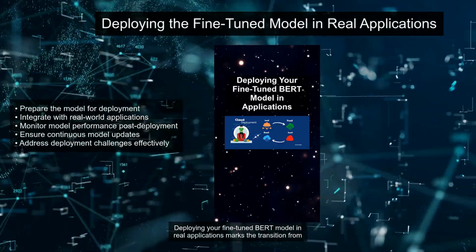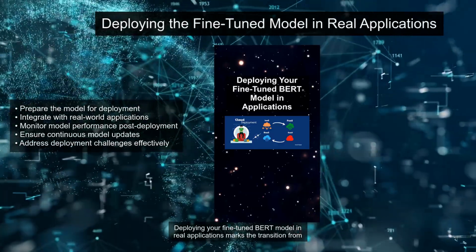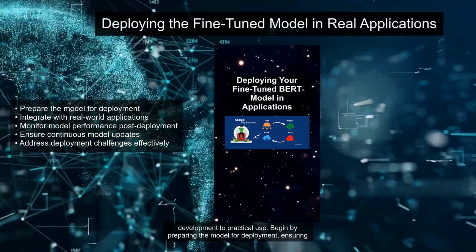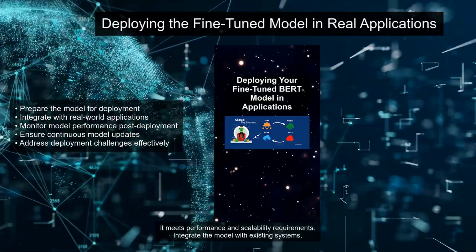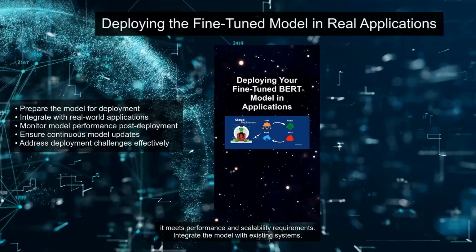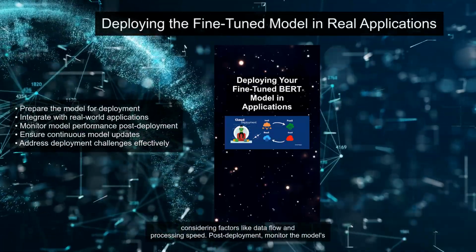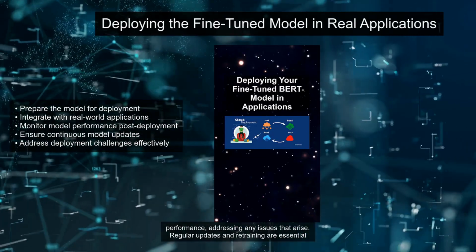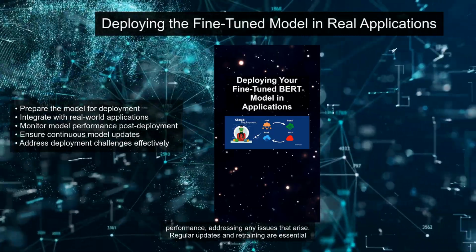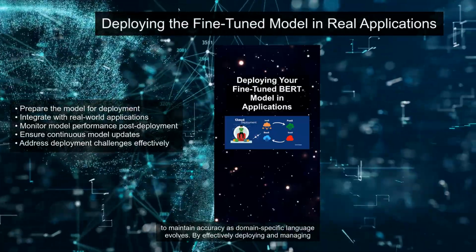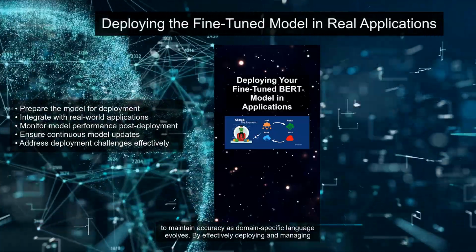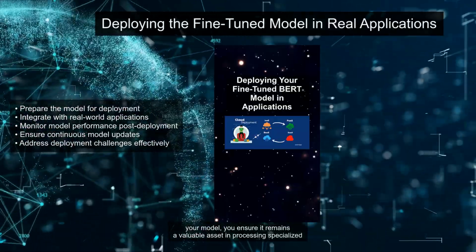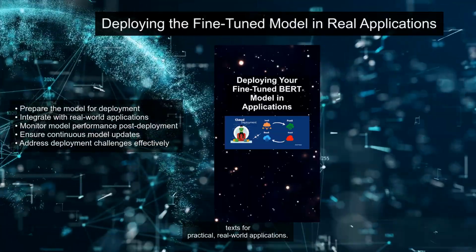Deploying your fine-tuned BERT model in real applications marks the transition from development to practical use. Begin by preparing the model for deployment, ensuring it meets performance and scalability requirements. Integrate the model with existing systems, considering factors like data flow and processing speed. Post-deployment, monitor the model's performance, addressing any issues that arise. Regular updates and retraining are essential to maintain accuracy as domain-specific language evolves. By effectively deploying and managing your model, you ensure it remains a valuable asset in processing specialized text for practical, real-world applications.